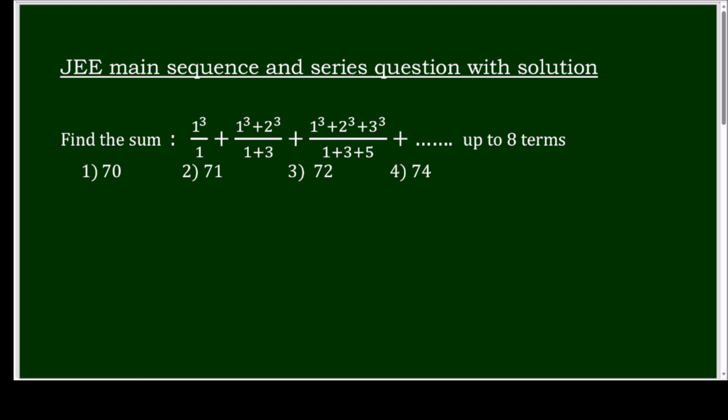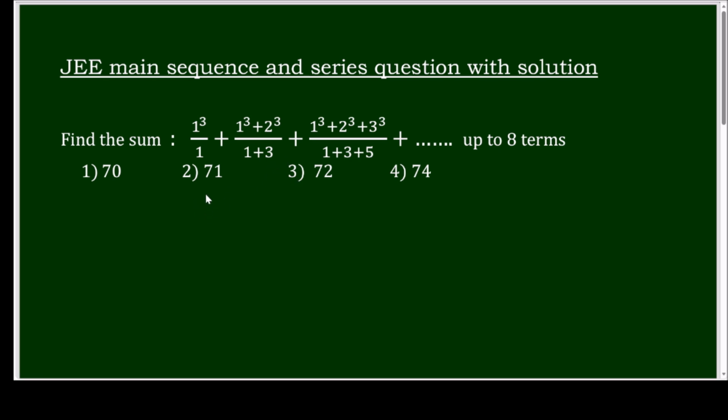So today I'd like to share a very simple question which was asked in JEE Main in 2026. Find the sum of 1 cube over 1, plus 1 cube plus 2 cube over 1 plus 3, plus 1 cube plus 2 cube plus 3 cube over 1 plus 3 plus 5, up to 8 terms. The options are 70, 71, 72 and 74.